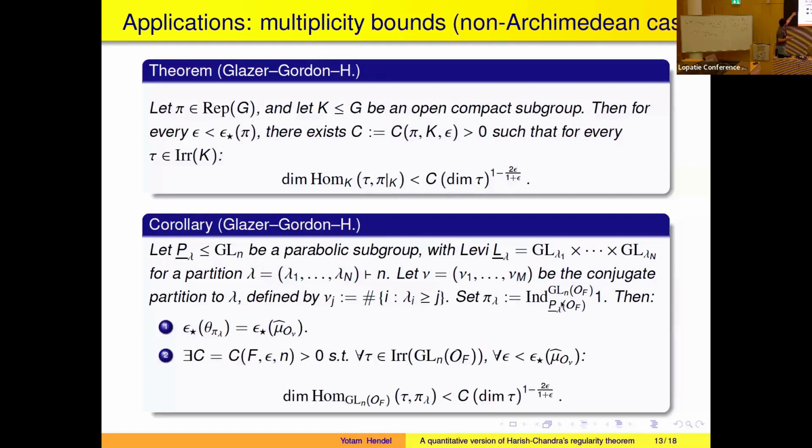Secondly, if we take one and the previous theorem, we get the following bounds on multiplicities of irreducible representations appearing in this parabolic induction, for compact groups, and get the bounds as written.